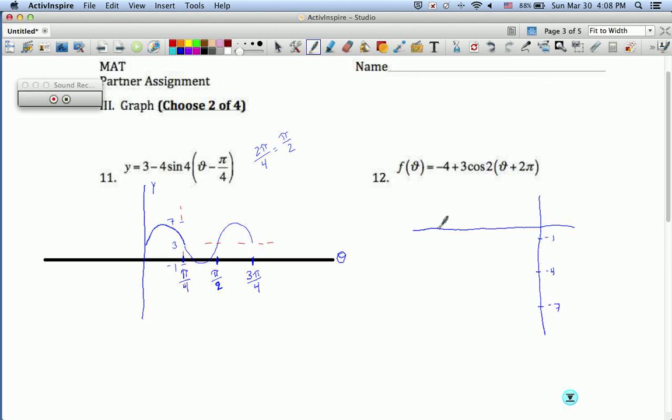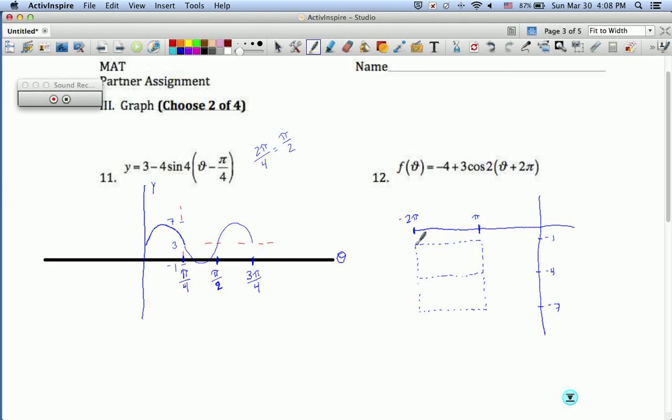It moved left 2 pi and has a period of pi. So 2 pi plus pi is pi. So my graph is going to be between here and there, with a center line right here.